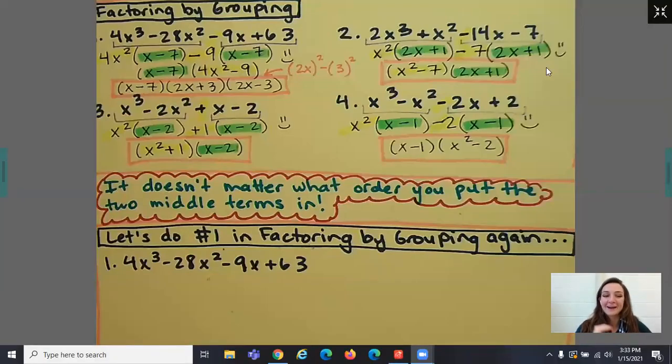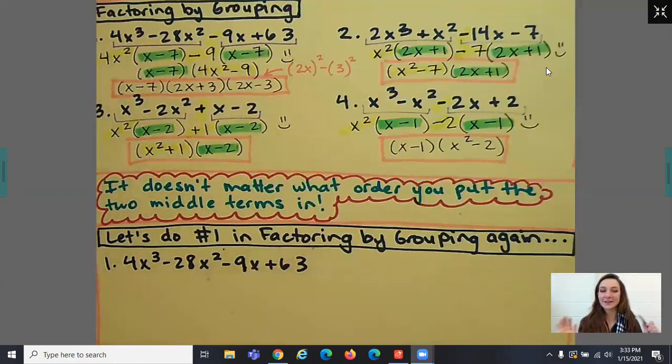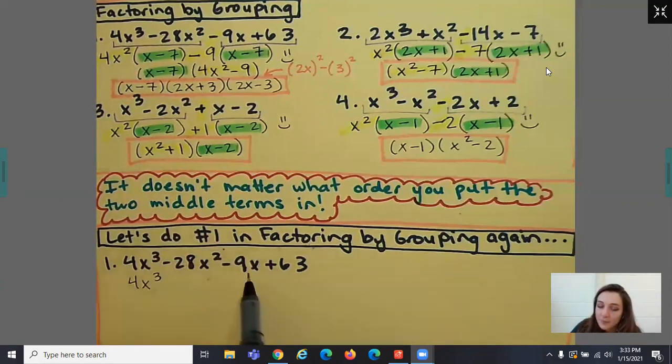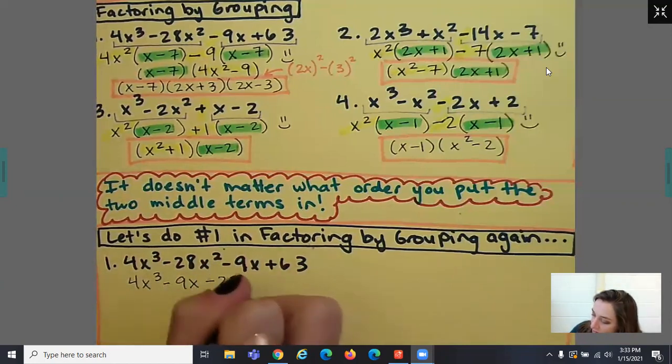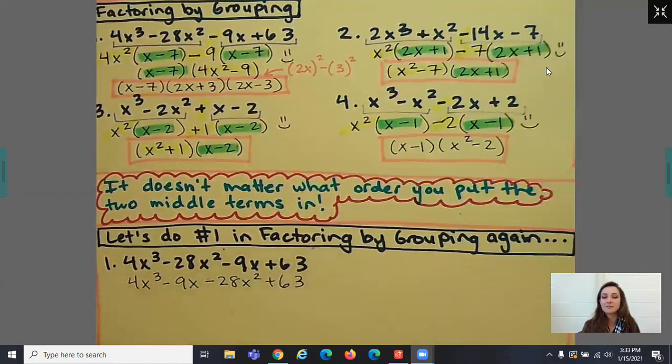Hello everyone. I'm going to show you how that first problem that we did in factoring by grouping can actually be done if these two terms in the middle are flipped. So let's do a fun little thing here. We're going to rewrite 4x to the third, but instead of writing negative 28x squared first, I'm going to write minus 9x, minus 28x squared, and then plus 63. I'm just going to show you that it actually doesn't matter what order these two in the middle are in, and you'll still arrive at the same answer.